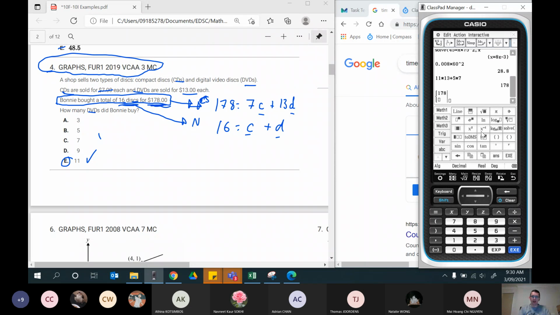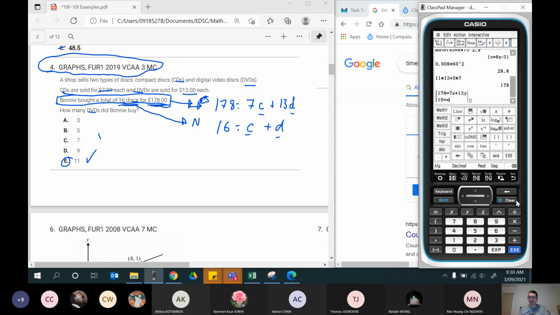And we can say 178 equals, let's go with 7x, we'll just do x because it's quick to get to, plus 13y. And then we're going to go down and we've got 16 equals x plus y. Whoops, I put that in the wrong place. Back on here, 16 equals x plus y.